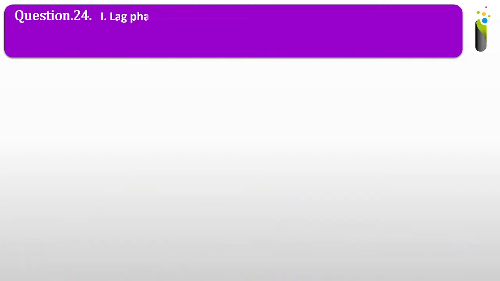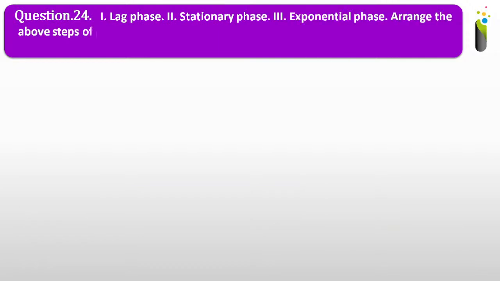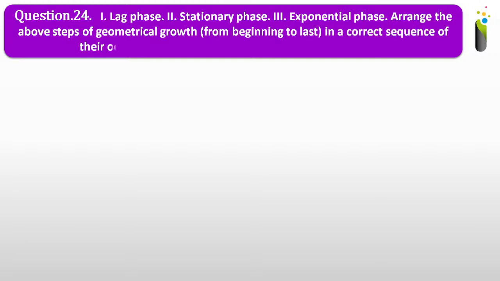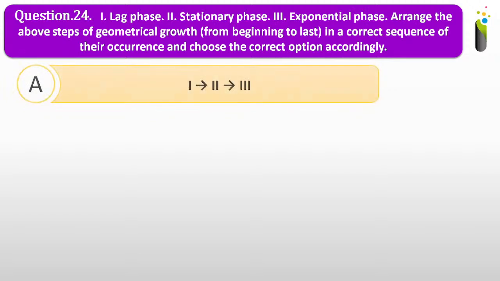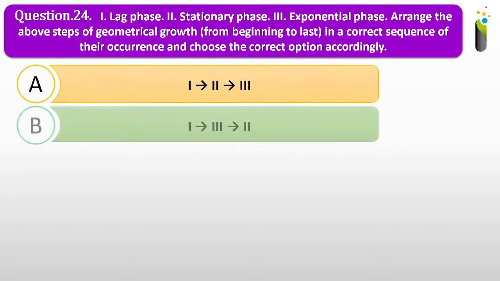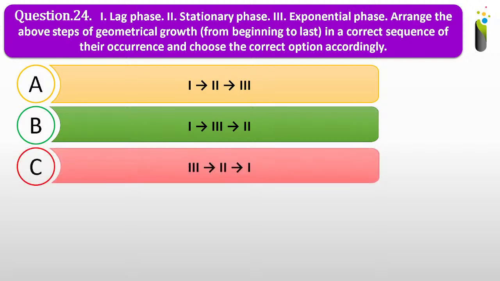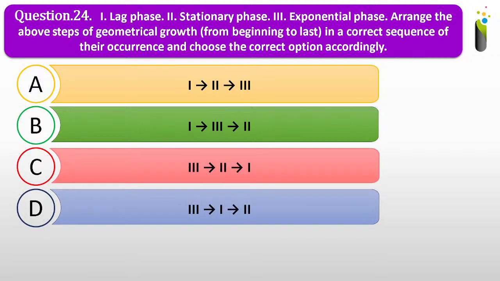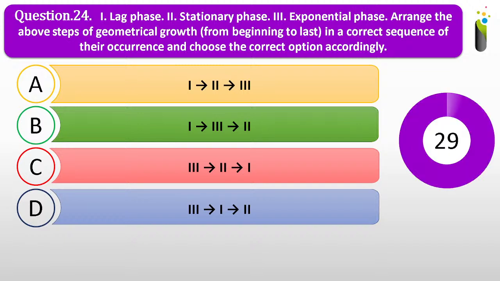Question number 24. First, lag phase. Second, stationary phase. Third, exponential phase. Arrange these steps of geometrical growth from beginning to the last in a correct sequence of their occurrence and choose the correct option accordingly. Okay, and your options are A, first, second, third. B, first, third, second. C, third, second, first. D, third, first, second. Quite an easier question to answer.